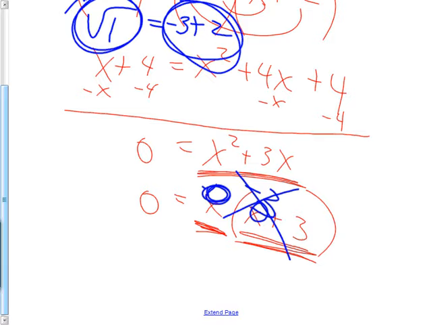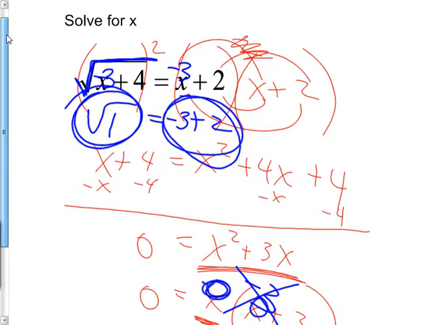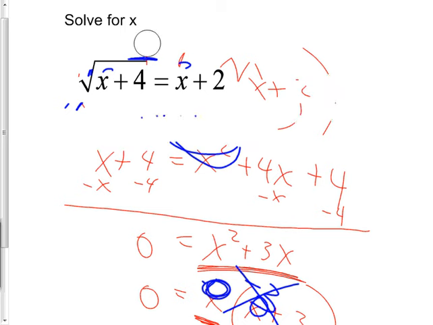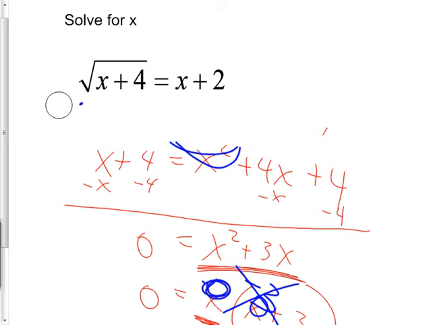All right. How about the 0? Does the 0 actually work? Let me check. 0 gives square root of 4 equals 2. It worked. So one of them worked, one of them didn't. Easy mistake to make.